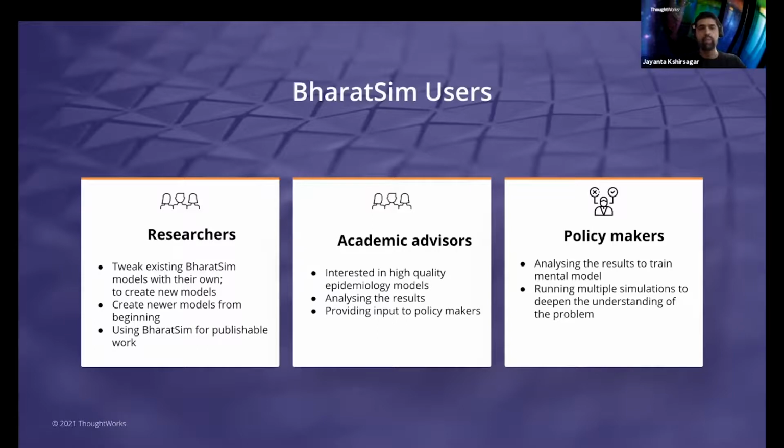We expect them to either consume a synthetic population or build their own, create a model, then run simulations. It is also targeted at academic advisors who might be dealing with multiple researchers. They can collect the output, visualize it, and try to create output which can be input to policymakers. It can also be used by policymakers to run multiple simulations and train the mental model, as we spoke earlier.